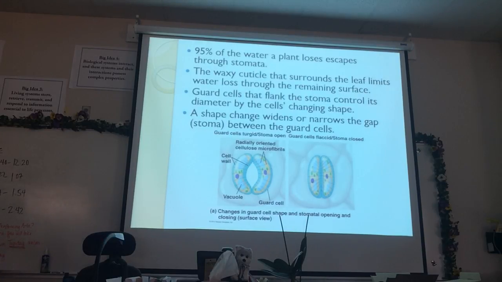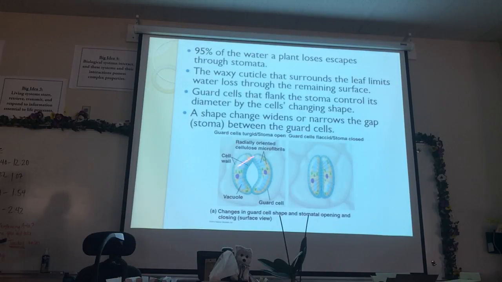Turns out about 95% of the water a plant loses actually escapes through the stomata. Any place there's not a stomata, we're covered by a waxy cuticle that surrounds the leaf that limits water loss through other areas. The guard cells that I pointed out to you on the previous slide, these are just the cartoon versions of them. They are on either side of this hole right here that goes into the air spaces of the mesophyll. And they can control how open or closed that stomata is simply by changing their shape.